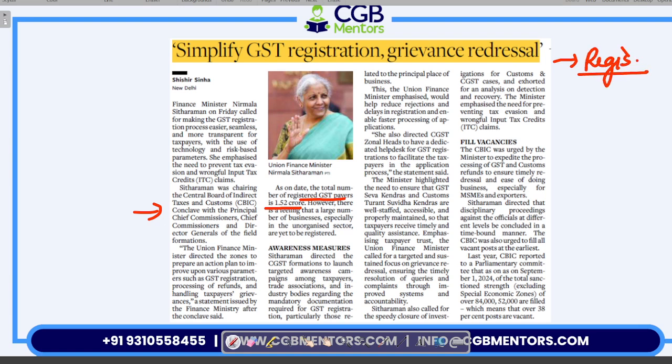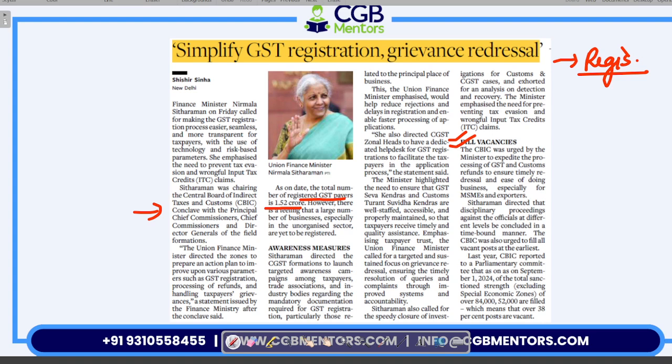There have been delays, right? Apart from that, rejection happens, that your registration will not be possible for so and so reason. So she has said that we have to streamline this. We should be having a CGST in all GST zone heads. We should be having a dedicated help desk for the GST registration payers, right?